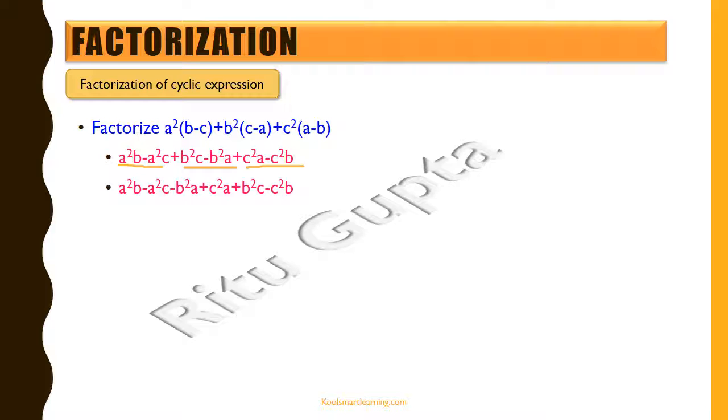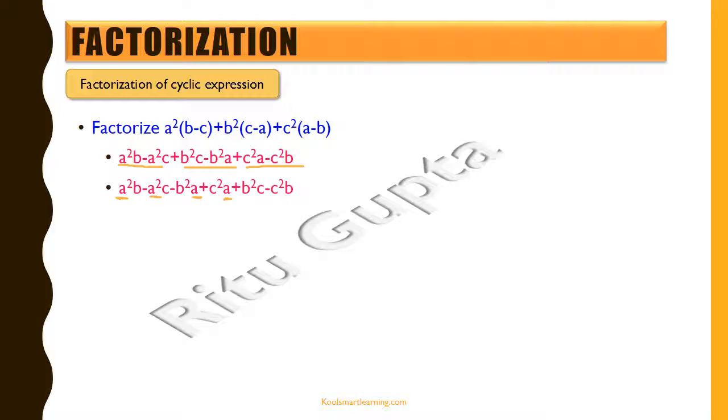Now, if we rearrange them, as we said, we'll rearrange them in the ascending or descending order of the power of one variable. So in this case, we choose a as the variable. So a to the power 2 terms are clubbed together, and then we keep the terms with the power 1 of a, and then we keep the terms which have 0 power of a. So we get a square b minus a square c minus b square a plus c square a plus b square c minus c square b.